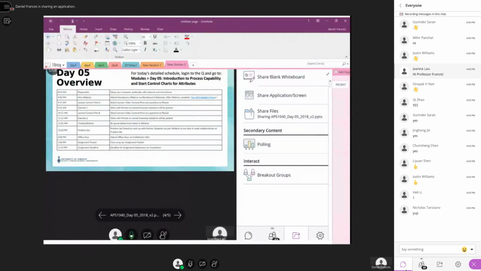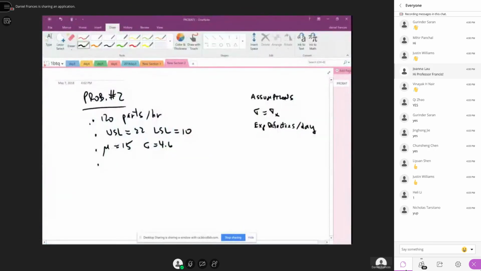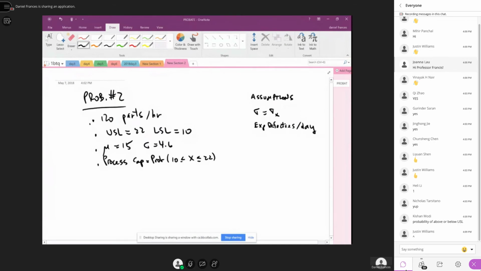No suggestions? Nobody's guiding me along? Okay, well in that case, I guess I better think of this. Well, I kind of like to think in terms of process capability, but let me write down something. Process capability gives me the percentage, the probability that X is between 22 and 10. Those are the good ones, okay?